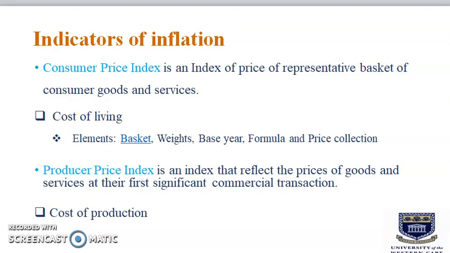The measurement of inflation requires a yardstick or instrument that considers changes in the general price level. The most commonly used indicators are the Consumer Price Index and the Producer Price Index. The Consumer Price Index is a number or an index that reflects the cost of a representative basket of consumer goods and services. In simple words, it shows the cost of a shopping basket that includes goods and services for a typical South African household. Thus, it is an indicator of the cost of living.